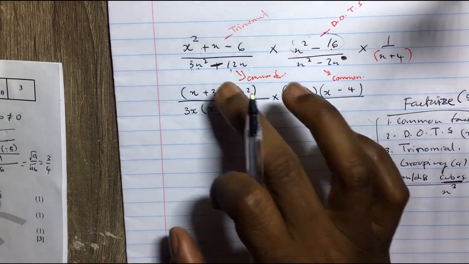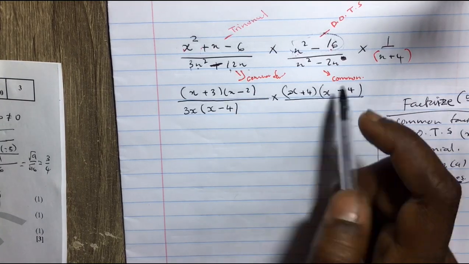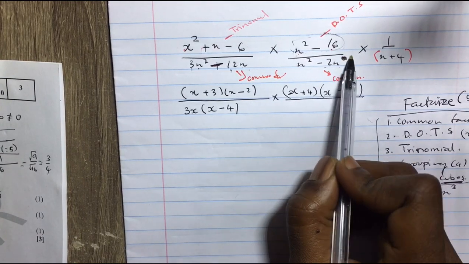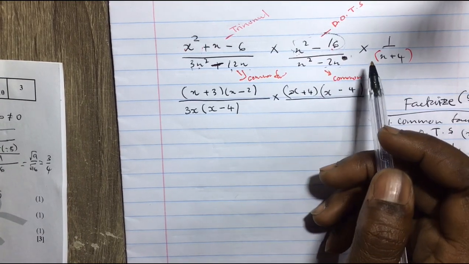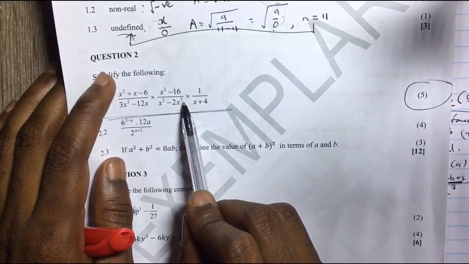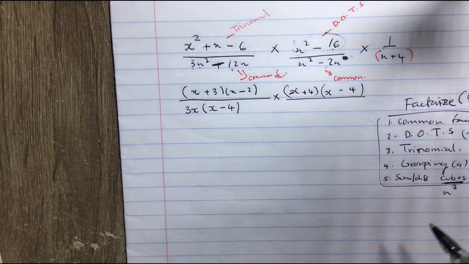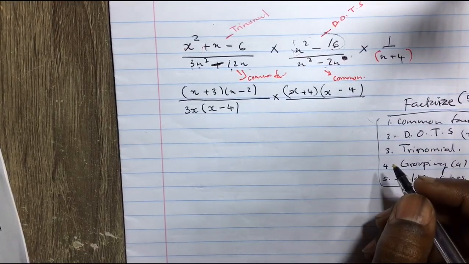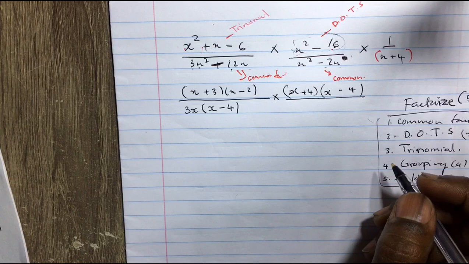So if it's 5 marks, they're going to mark like that for each. And at the bottom, I remove the square here. I strongly believe there is a typo there. There is a mistake. I don't know. So let's go on.